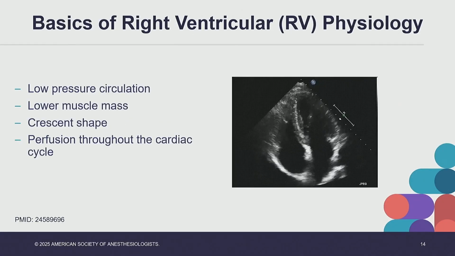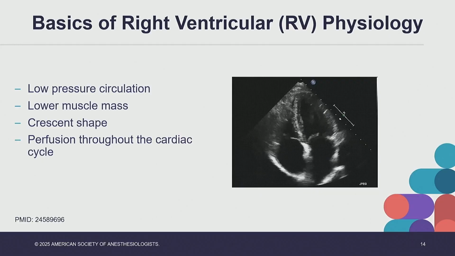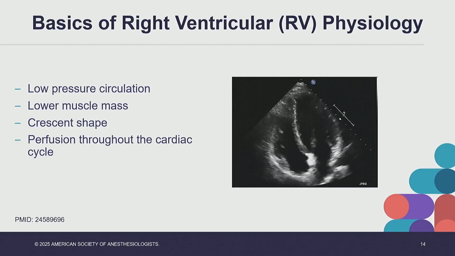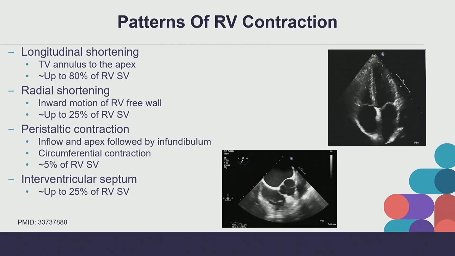In order for us to understand how the RV becomes dysfunctional in pulmonary arterial hypertension, it is essential for us to understand the normal physiology of the right ventricle. It was designed to operate with low pressure circulation. Thus, it has much less muscle mass, and because of that, it doesn't usually do well when you raise PVR or pulmonary afterload significantly. It has a quite complex shape, which complicates its assessment with echocardiography, and compared to its left-sided counterpart, it is perfused during both systole and diastole.